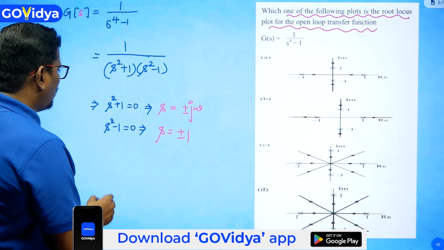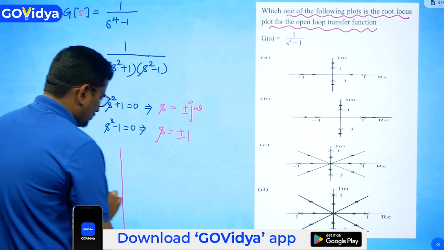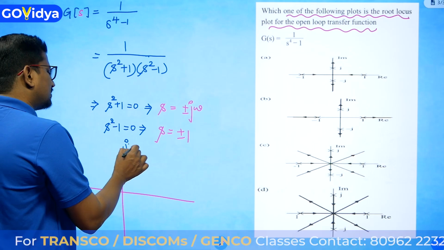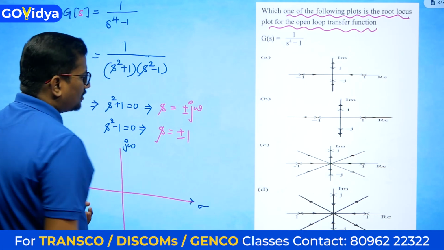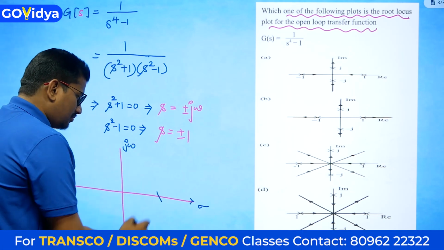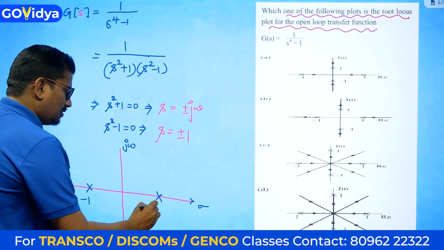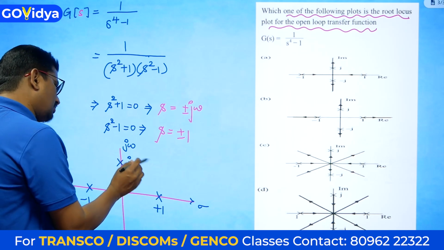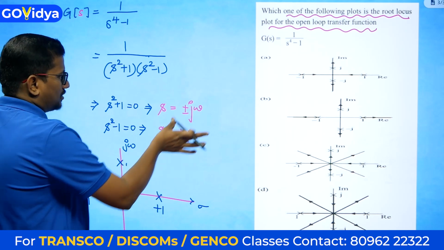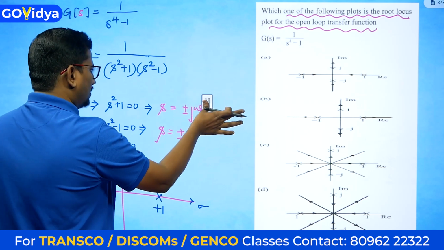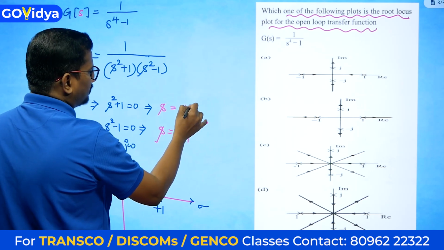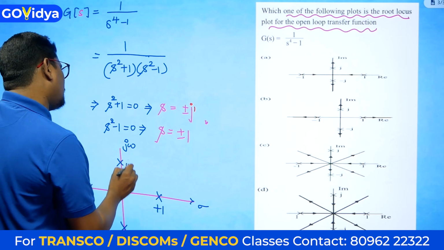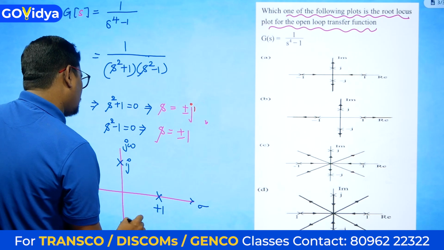Yes. Now how many roots are there? 4 roots, which are nothing but all poles. This is the j omega axis and this is the real axis. On the real axis you have one at minus 1 and another at plus 1. Similarly on the imaginary axis, one is at j1, and another is at minus j1.